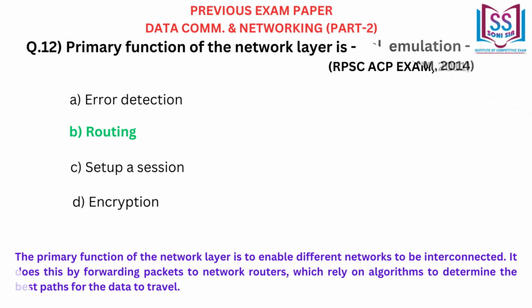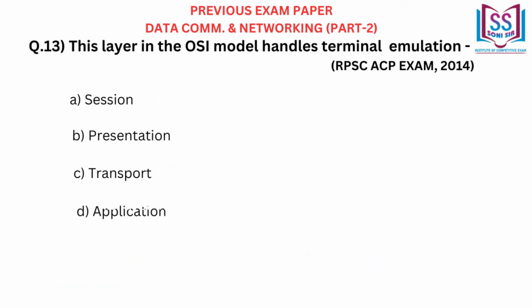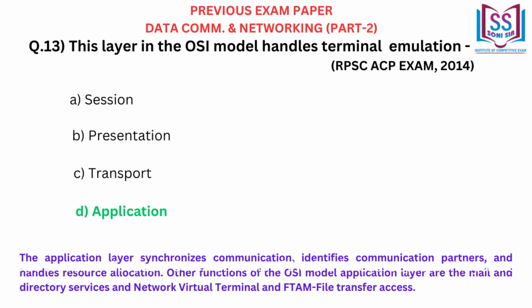This layer in the OSI model handles terminal emulation. A. Session. B. Presentation. C. Transport. D. Application. Correct answer D. Application. The application layer synchronizes communication, identifies communication partners, and handles resource allocation.